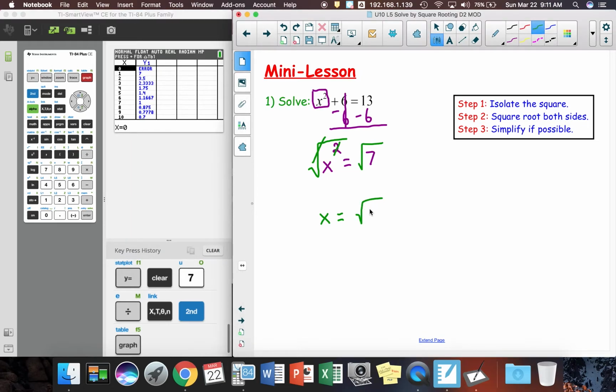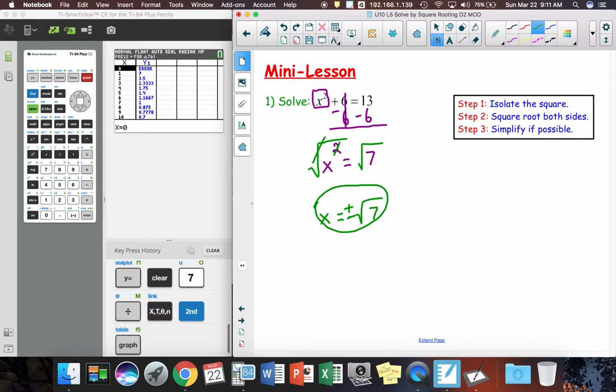However, that's not my final answer. Whenever we take the square root on both sides, we need to make sure to include plus or minus. Okay? Remember, when we're solving a quadratic equation, we do have 2 separate answers. There's going to be a positive radical 7 and a negative radical 7. So you got to remember to include that plus or minus sign. That's my final answer, and that's it.